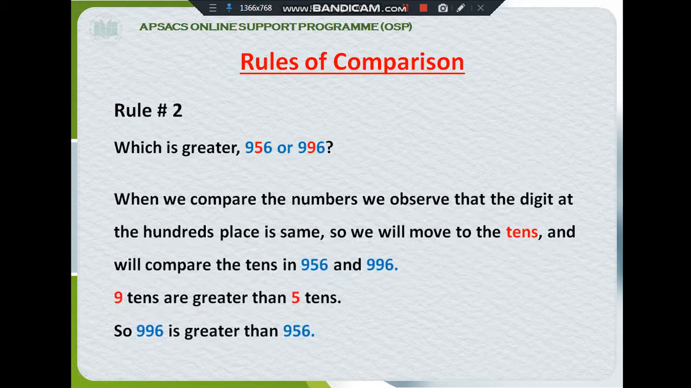Now, rule number 2. Rule number 2 is when you have the same digit at hundreds place, then what will we do? We will move on to the next digit. And what is the next place value? Yes, tens is the next place value. Now 5 tens here and 9 tens here. So which one is greater? Exactly, 9 tens are greater than 5 tens. So, it means that 996 is greater than 956. Is it clear to everyone?